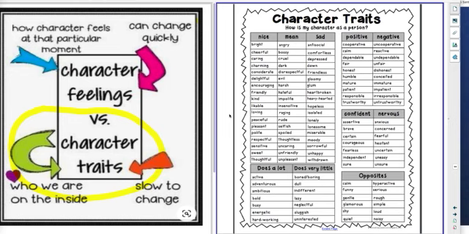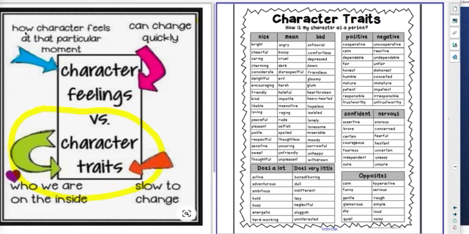We will not all understand characters in the same way. We'll have different ideas about why a character feels one way or another, or how that character acts. And when we see a pattern throughout the book in the way the character acts, we can say this is a trait of that character. Here's a chart that shows the difference between the feelings and the traits of a character.